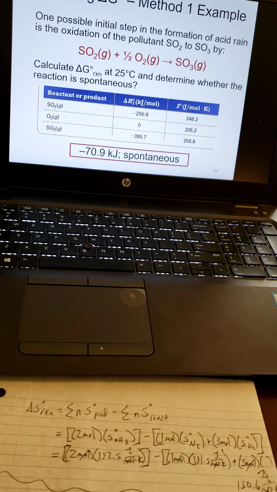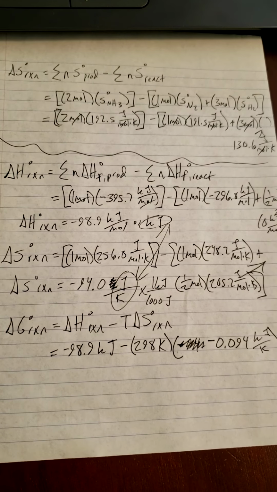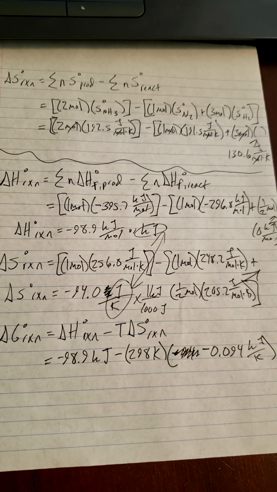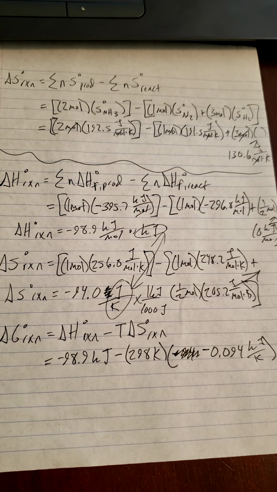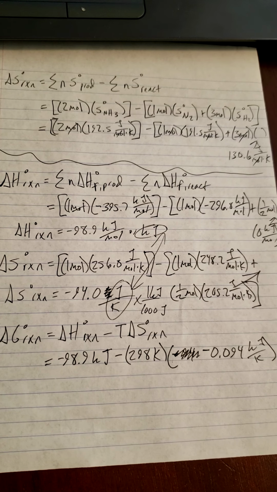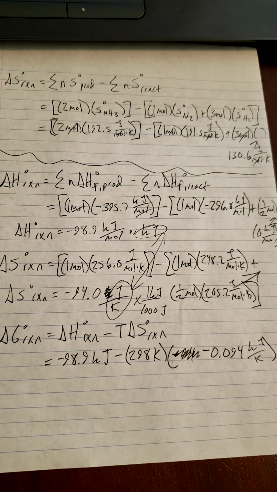Now let's go back and look at our signs though. Okay? So the sign of delta H was negative, which means delta H says it's going to be spontaneous. But the sign of delta S was also negative. A negative delta S means non-spontaneous. So what this means is this reaction is temperature dependent. At low temps, like 298, it's spontaneous. But at high temps, it's going to be non-spontaneous.